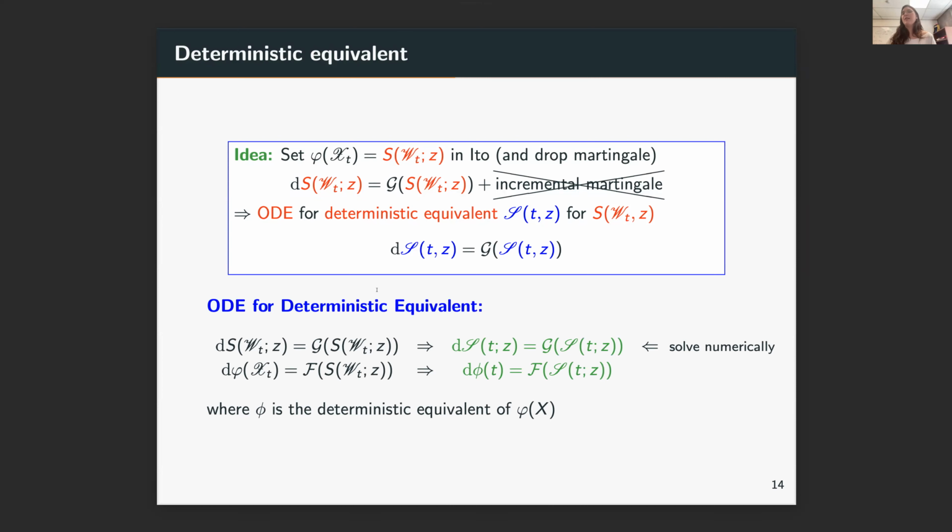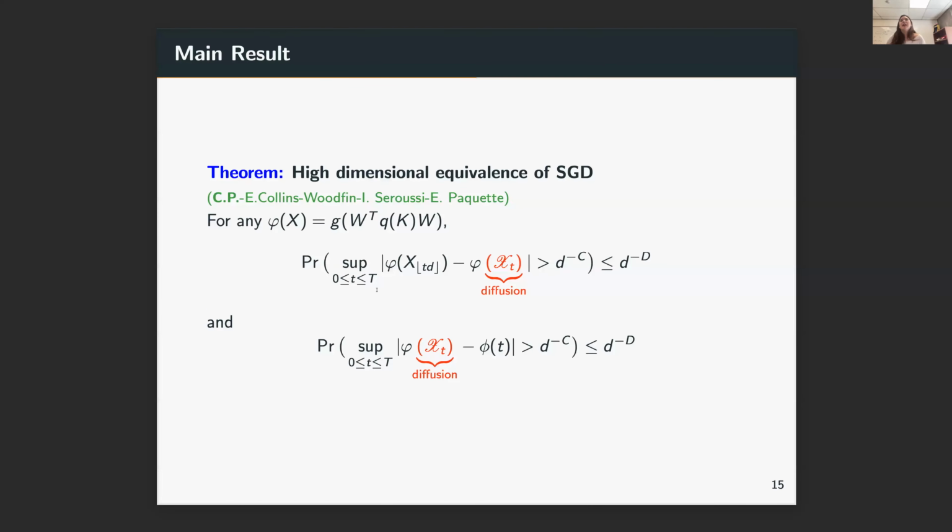And then you can also do the same with phi. Once you know S, you can just plug it in. And that's exactly how you get this result, that any phi applied to SGD will converge to phi of this diffusion. Then phi of this diffusion will concentrate around this deterministic function.